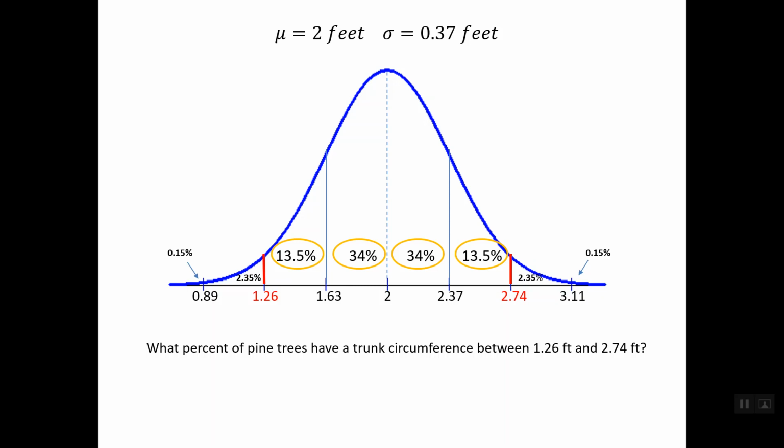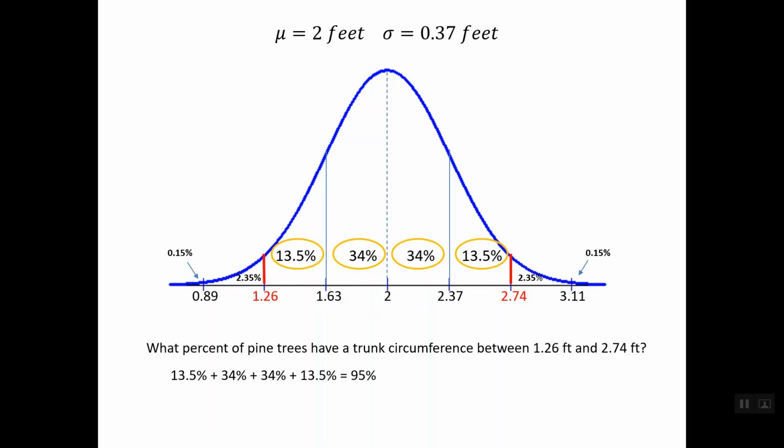So now I have 13.5, 34%, and another 13.5. If I add those together, that is 95%. 95% of pine trees would have a trunk circumference between these two measures, 1.26 feet and 2.74 feet. And that makes sense because, I said if you go 2 standard deviations, there to the right and then there to the left, that should be 95% of your data.